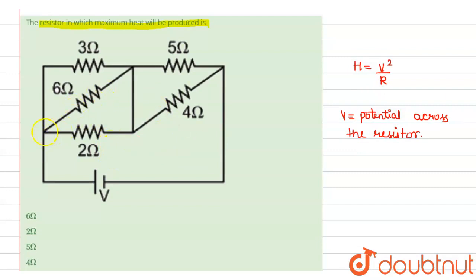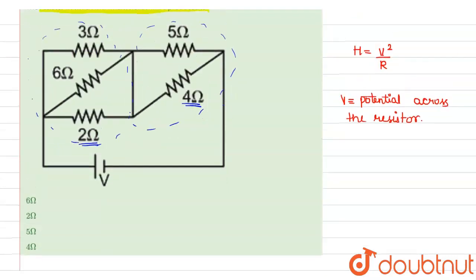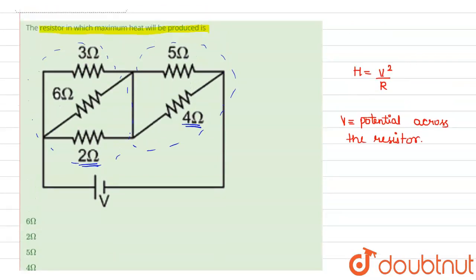So if we talk about our first part of circuit, suppose this is our first part of circuit and this is our second part of circuit. The potential across these three resistors will be the same in the first part, so the resistor with the smallest value will have the maximum heat. The smallest resistor in the first part is 2 ohm. So if the first part has high potential, then the 2 ohm resistance will produce maximum heat. And if the second part has high potential, then the 4 ohm resistance will have the tendency to dissipate more heat.